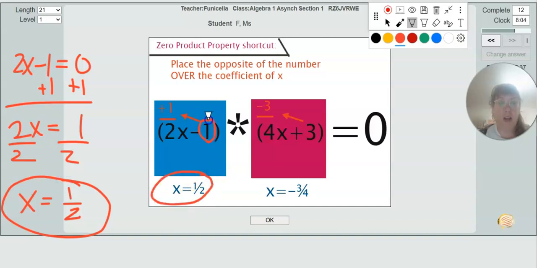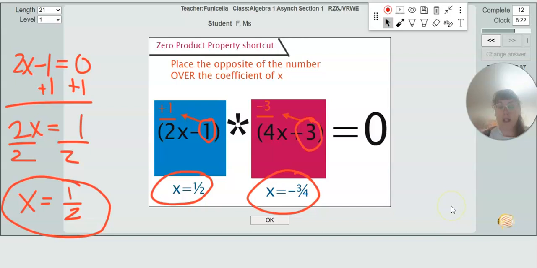So that's how they got this number here. They just took this 1 and put it over the 2. That's just like a quick shortcut. You change the sign, and then you put it over the coefficient of x. So for this one, we have a 3. We made it a -3, and then put it over the 4. Again, you don't have to know this, but we're just essentially adding, subtracting, and then dividing to get our answer. So that's just how it's always going to play out when we have this type of setup.